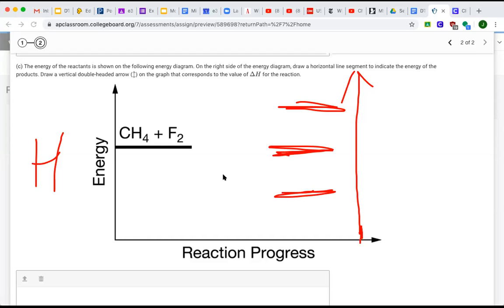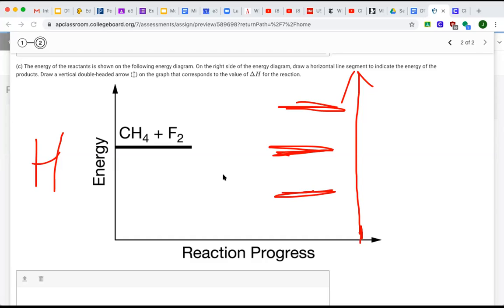So what do you think, Symphony? Where would they be? I'm not sure. You're not sure. And then what do you think, Antonio? Think above. You think above. And Caton, what do you think? It's going to be below. Why do you think below?